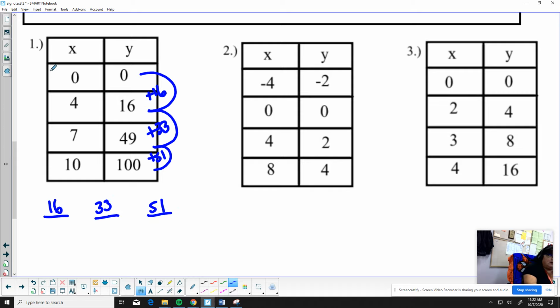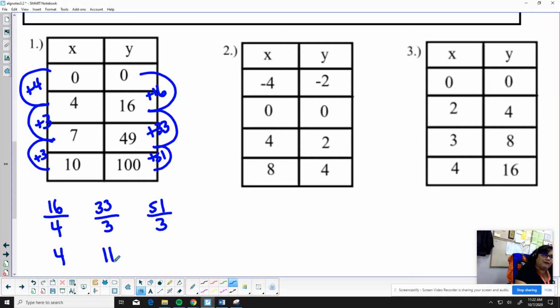So I go over here. 0 to 4 goes up by 4. 4 to 7 goes up by 3. And 7 to 11 goes up by 3. So 16 divided by 4 is 4. 33 divided by 3 is 11. And 51 divided by 3 is 17. These do not equal each other.